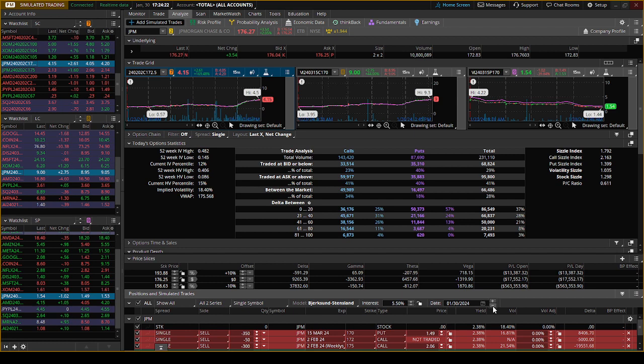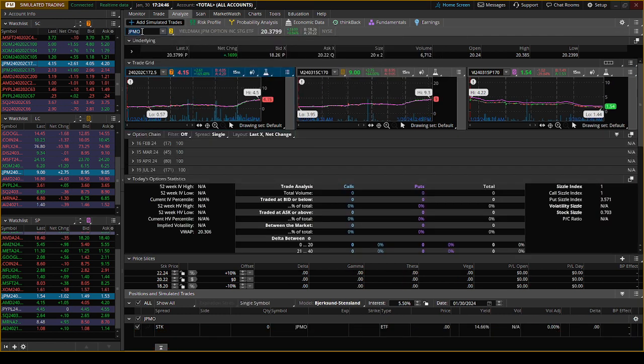Yeah, so not much. I guess we're kind of maxed out here, no pun intended. And let's just play around with volatility too, just to see what happens. Yeah, we're gonna lose some money if implied volatility goes up too much. Okay, and then let's just see the option change on the JPMO itself too.